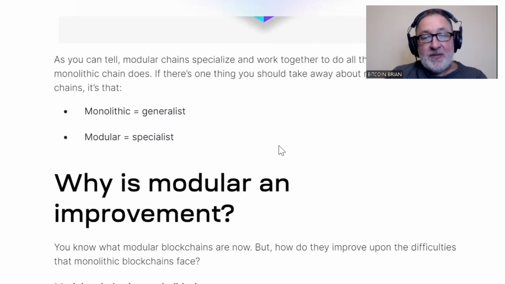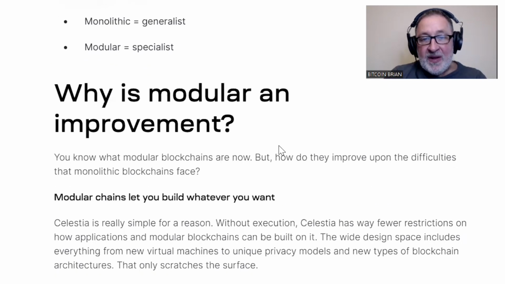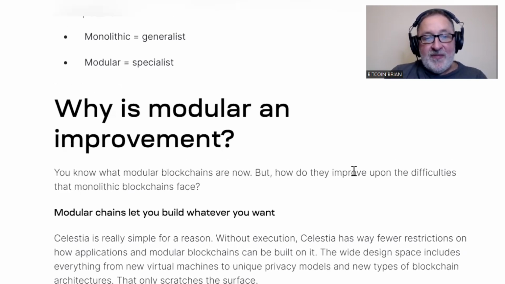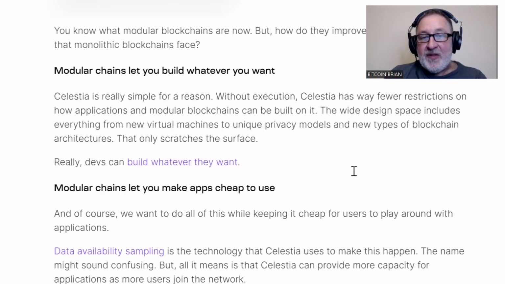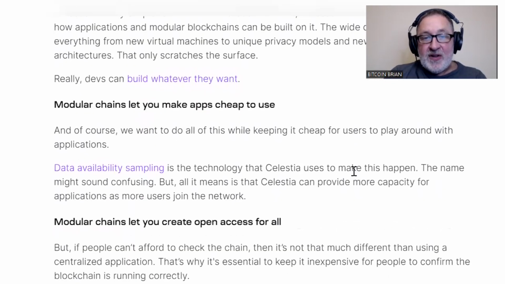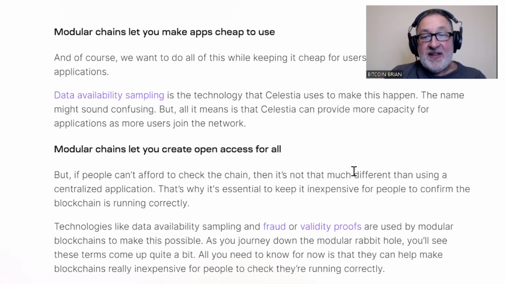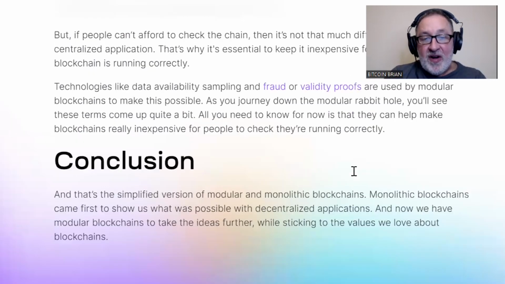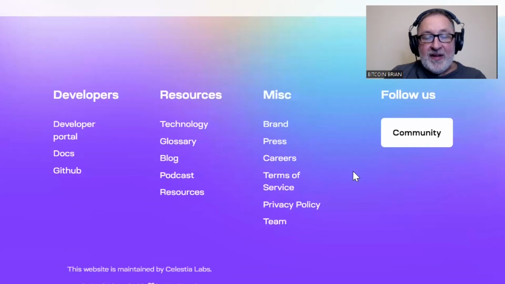Why is modular an improvement? Well, you know what modular blockchains are now, but how do they improve? Modular chains let you build whatever you want. That's first. Modular chains let you make apps cheap to use. Modular chains let you create open access for all. So overall, it's a much better technology, or way of going about doing things.